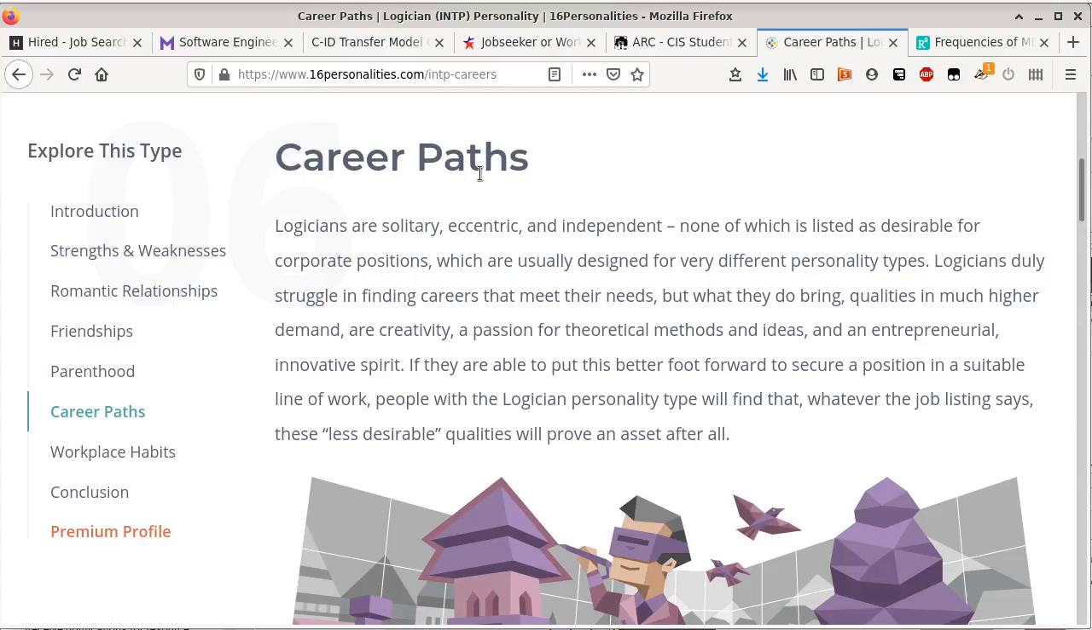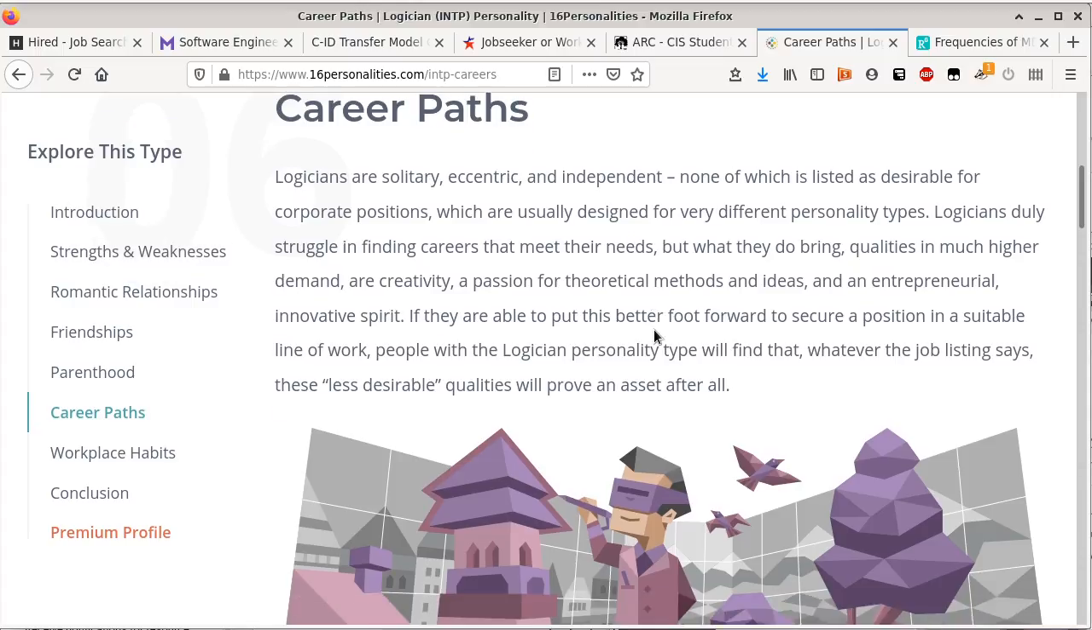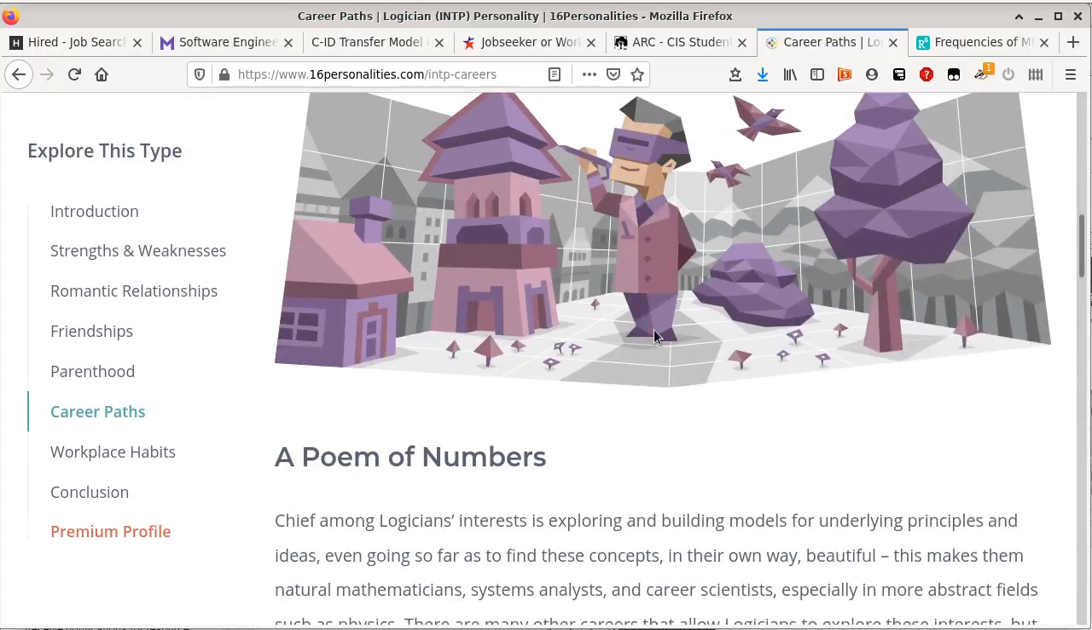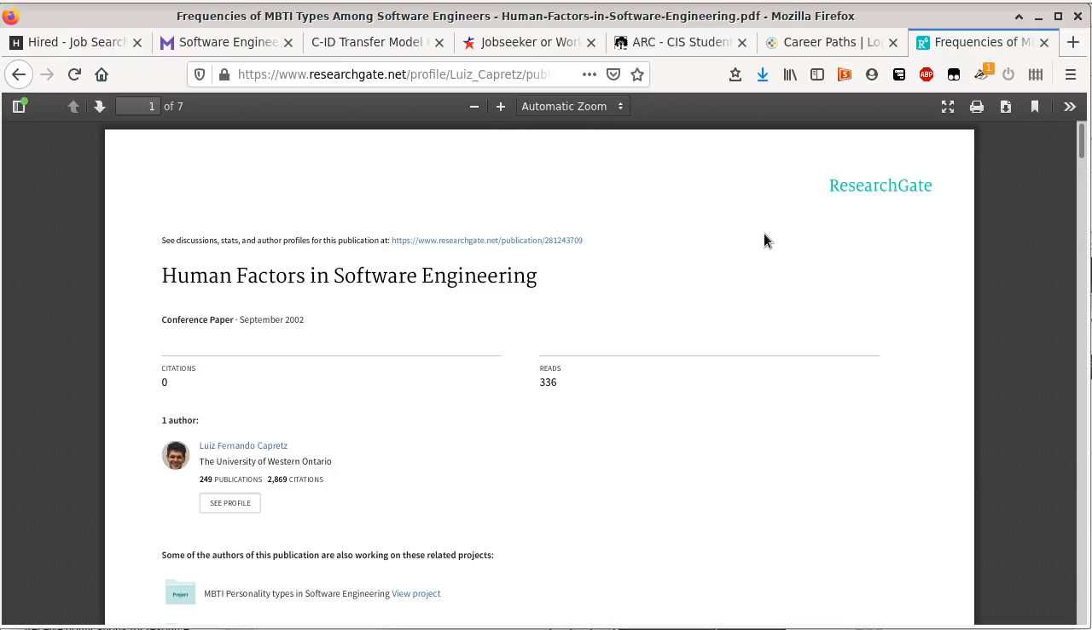So the career paths for INTP is a little bit awkward because it starts with a statement like this. Logicians are solitary, eccentric, and independent, none of which is listed as desirable for corporate positions. So there we go. Right off the bat, it says you are probably not going to like these environments. So this is a good starting point, and then from here, I want to move on to another document.